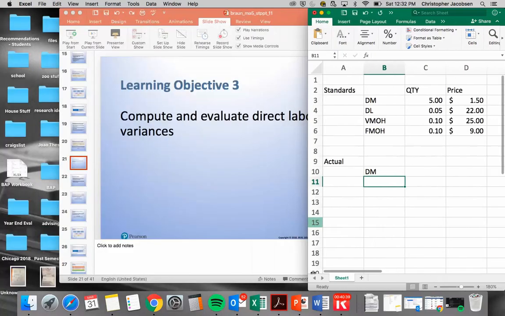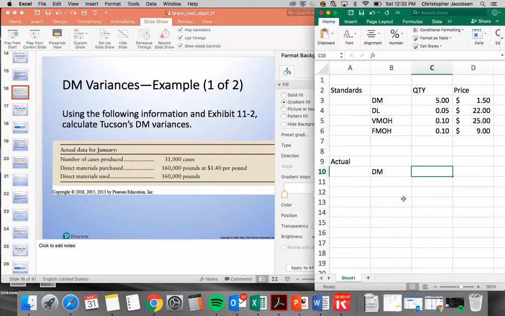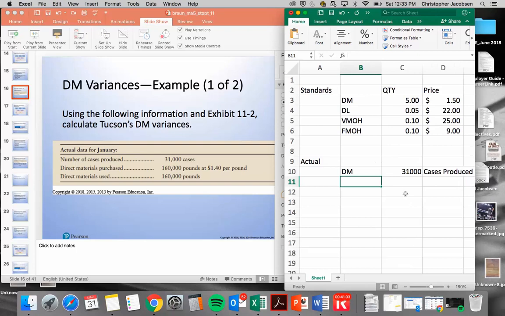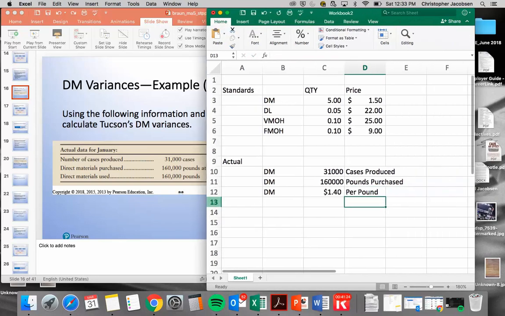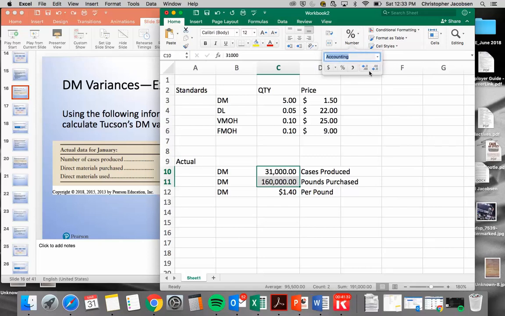So if we go back to the PowerPoint, we had the number of cases produced, 31,000. Direct material purchased, we had 160,000 pounds purchased. And we have direct material at a price of $1.40 per pound. I'm going to do that in parentheses. All right, so that's our standards for direct material.